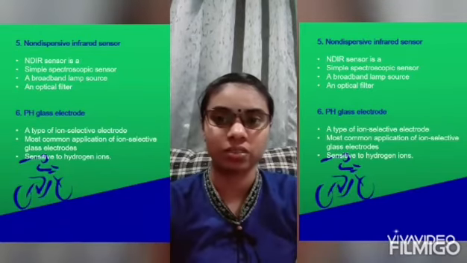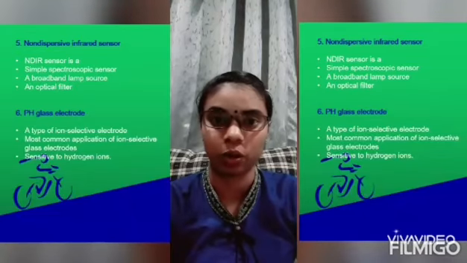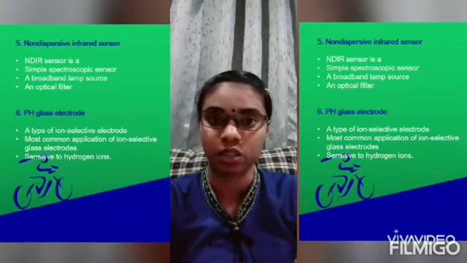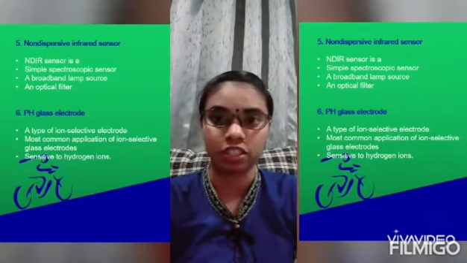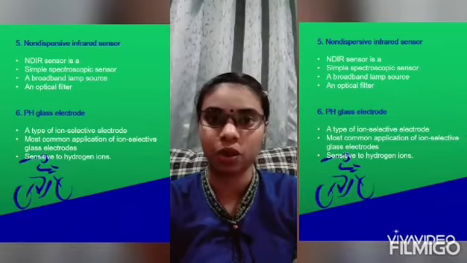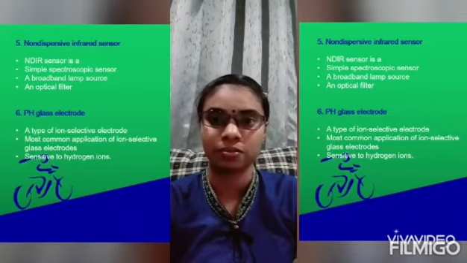A pH glass electrode is a type of ion selective electrode made of a doped glass membrane that is sensitive to a specific ion. The most common application of ion selective glass electrode is for the measurement of pH. The pH electrode is an example of a glass electrode that is sensitive to hydrogen ion.